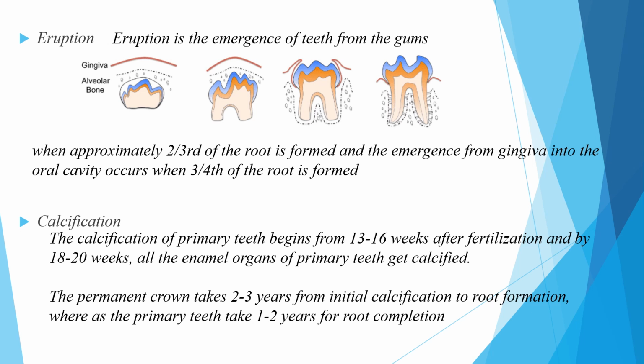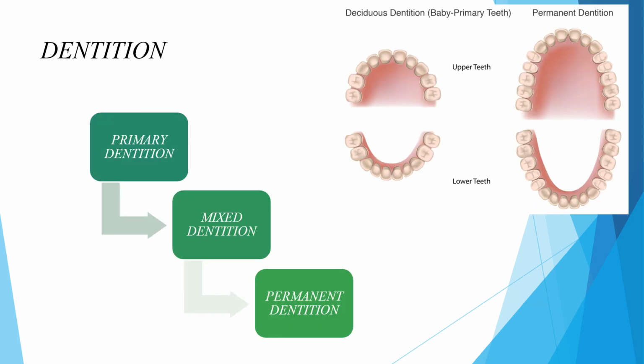Calcification. What is calcification? Calcification of the primary teeth begins from the 13th to 16th week after fertilization, and by the 18th to 20th week all the enamel organs of primary teeth get calcified. The permanent crown takes 2 to 3 years from the initial calcification to root formation, whereas the primary teeth take 1 to 2 years for the root completion.